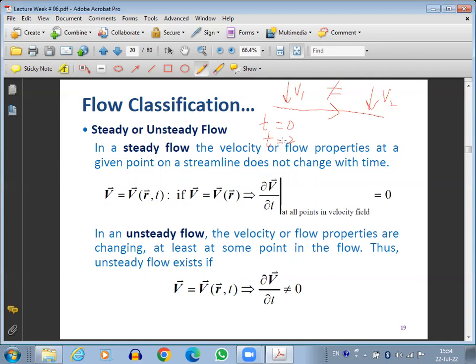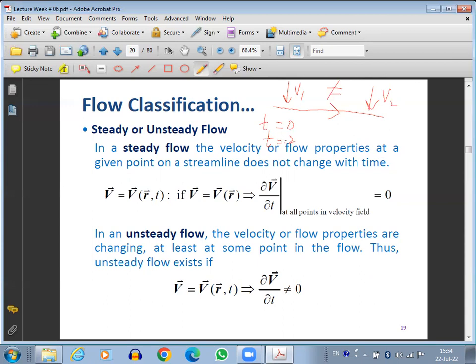So I'm not looking in space. I'm looking at a specific point, but with time. Okay. So if I change the time, will the velocity be changing or not? At different times, if the velocity is not changing, then it is a steady flow. But if the velocity is changing with time, then it is unsteady flow.